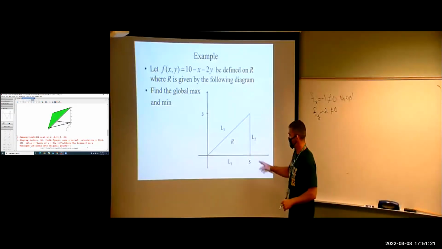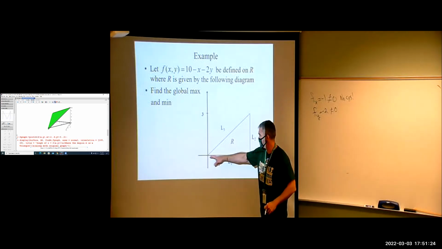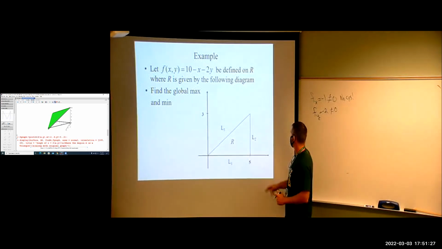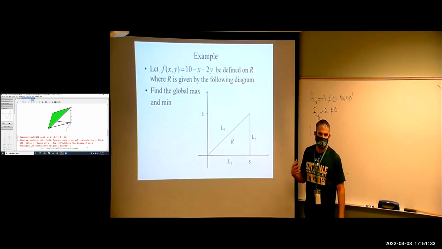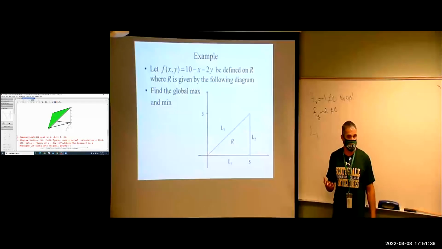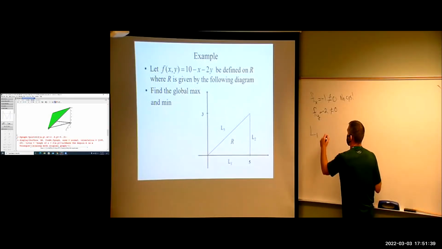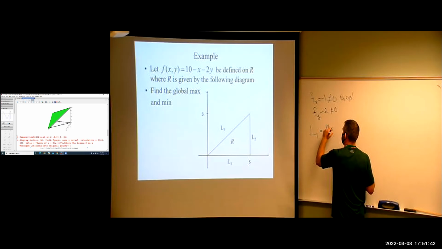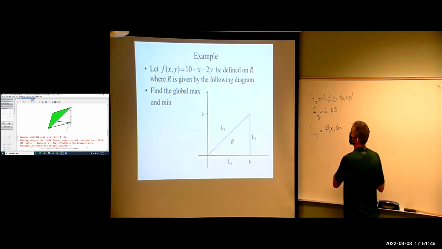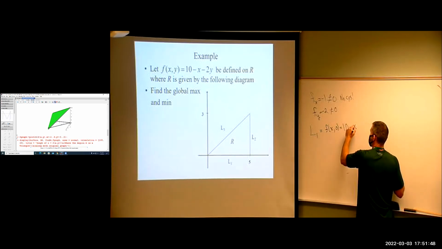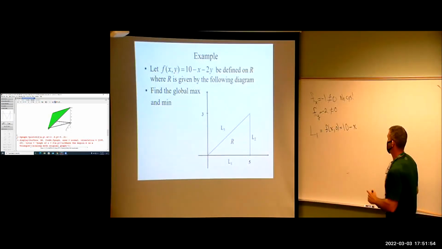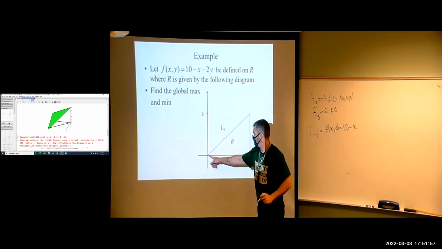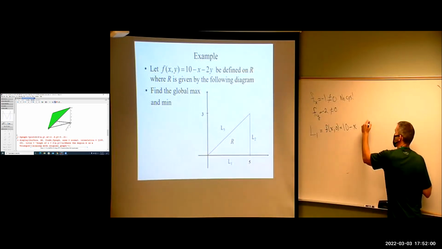So what we can do is if we look, well, notice when I'm on L1, so specifically when I'm on L1, my y value is 0, right? So what am I looking at? I'm just looking at f of x comma 0, which is going to be 10 minus x minus 0. And x, as we can see, is going from 0 to 5.